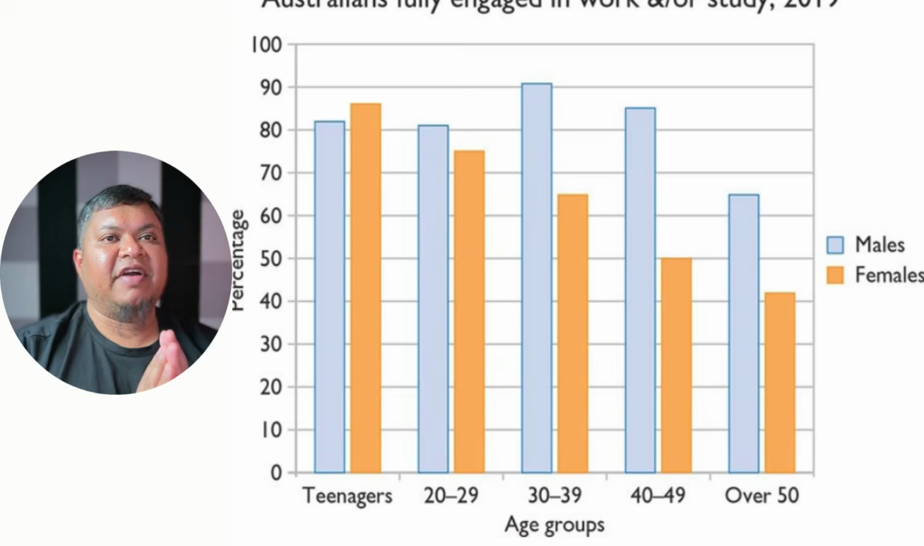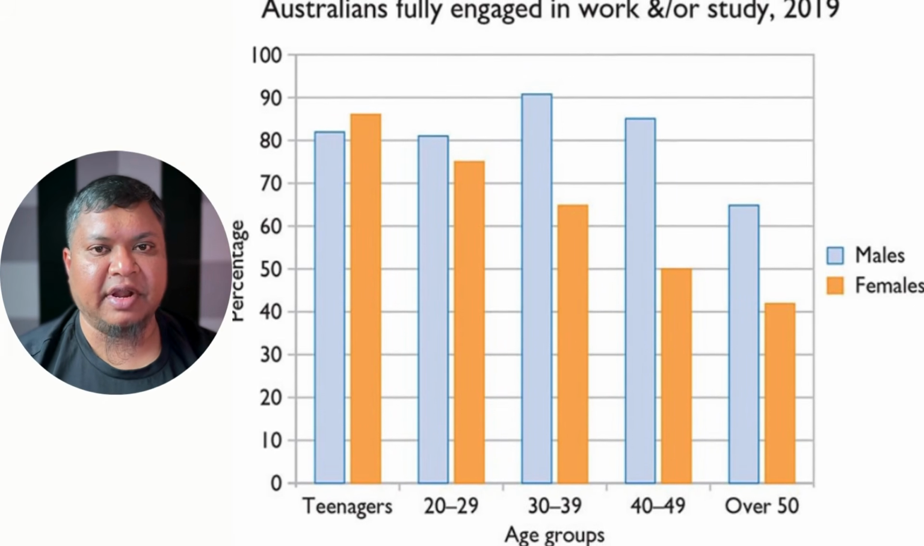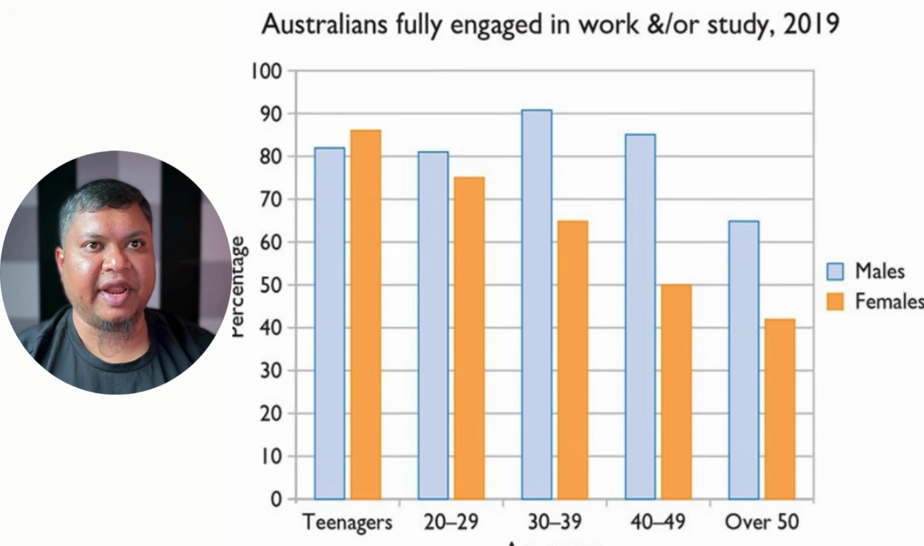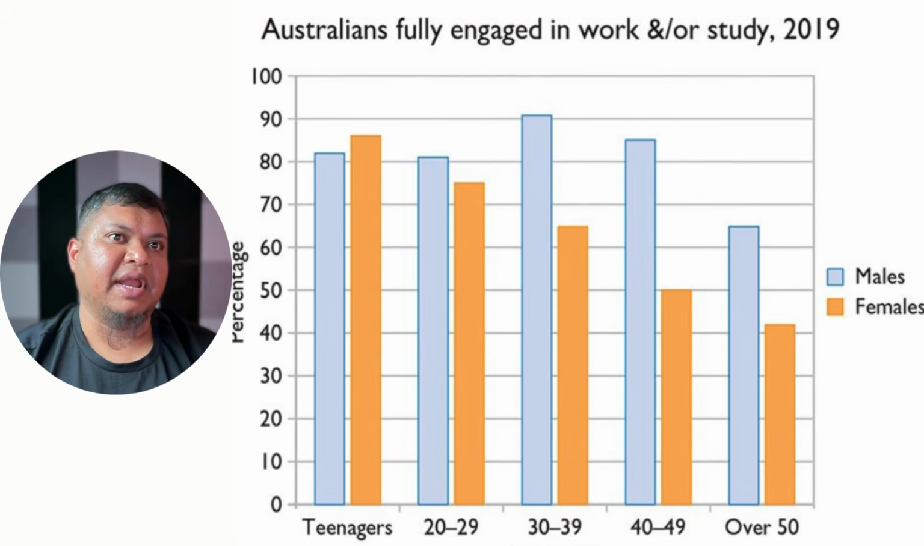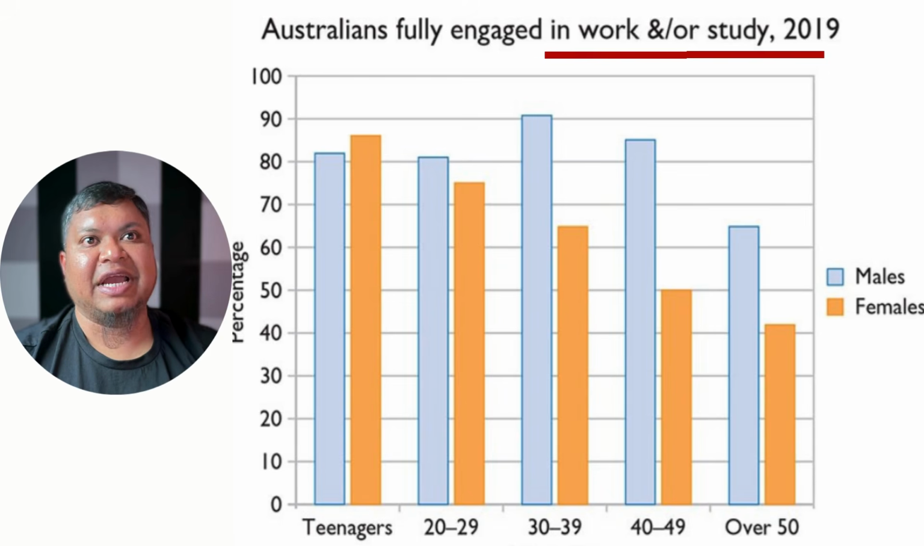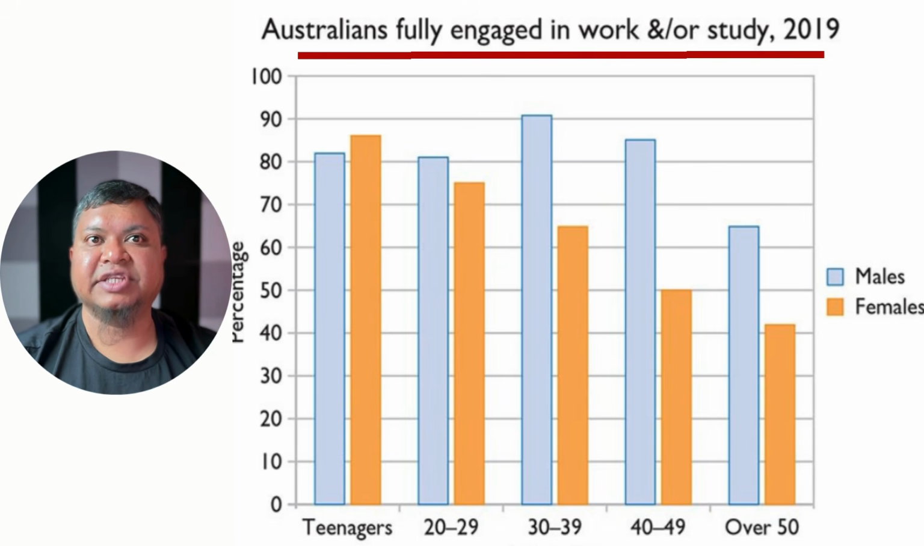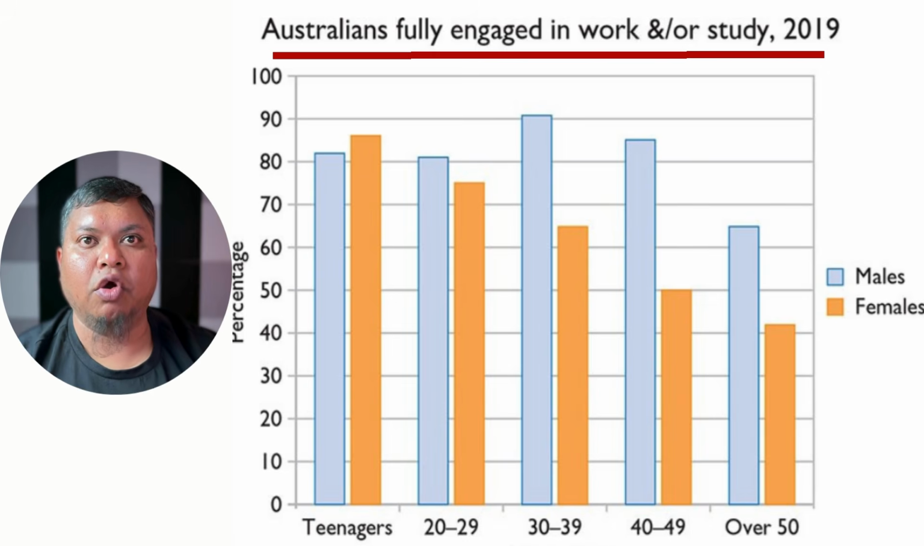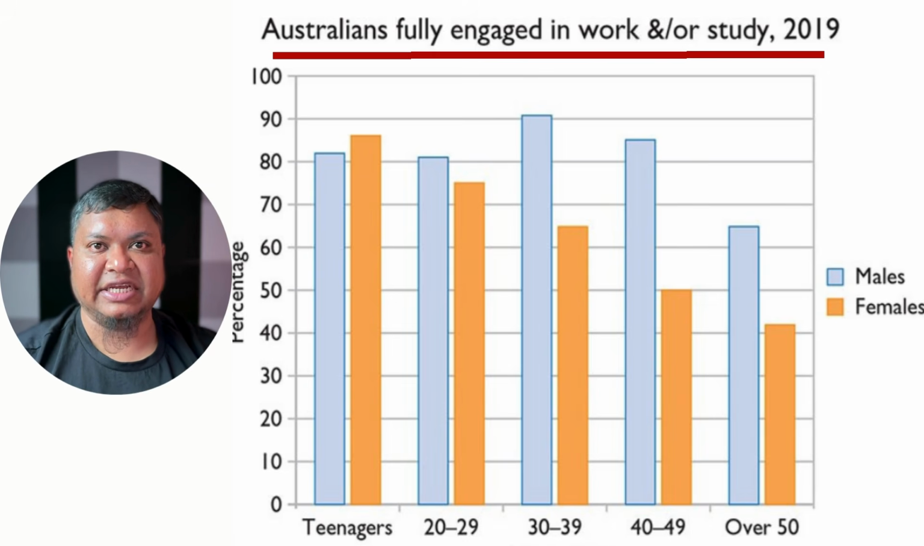What we will do now, we will look at few images. We will look at a line graph, a bar graph, a pie chart, and a random image, and you will see how I collect data, how I isolate them, and how I answer them within 40 seconds. Okay, if I first look at this particular image that you can see on the screen, first thing that comes to my mind is the title. Now the title says Australians fully engaged in work and or study in 2019.